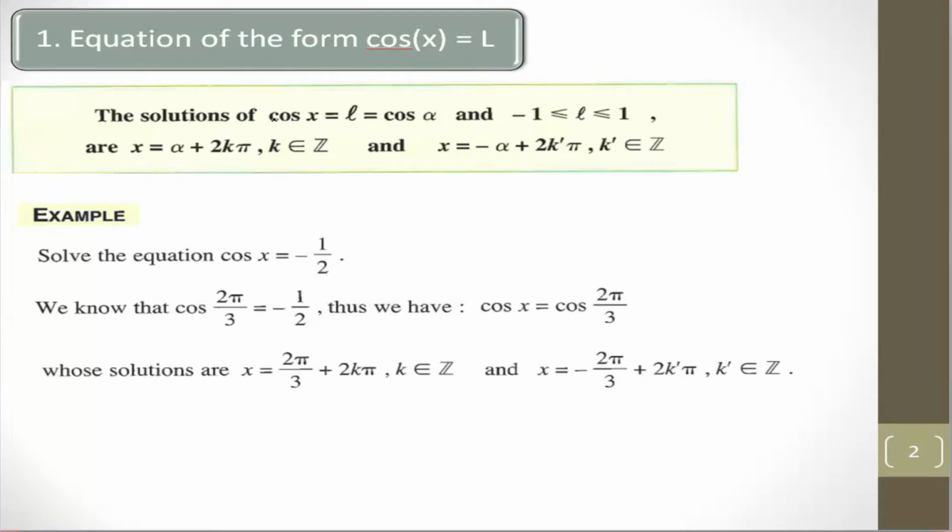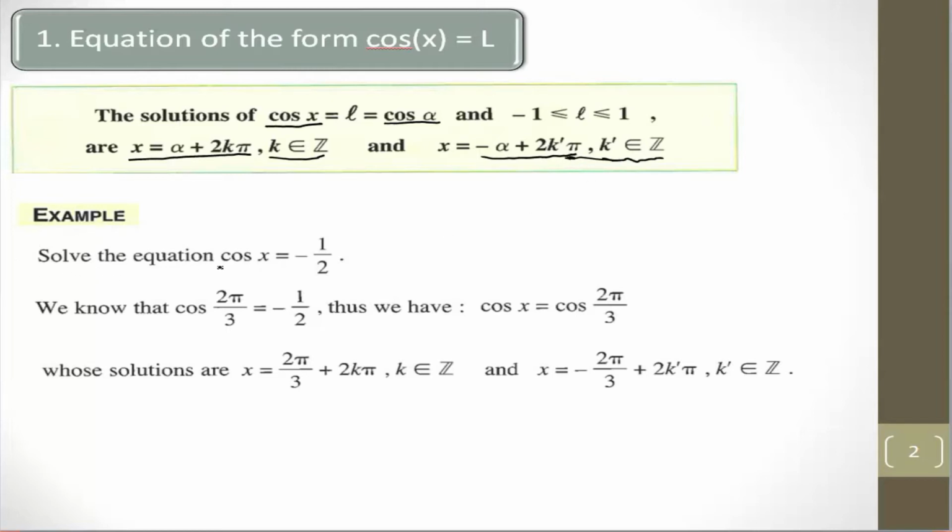The solutions of the equation cosine x equals L. There's a property that says that if cosine x equals cosine alpha, where L is between minus 1 and 1, then x equals alpha plus 2k pi, where k is a number in Z, or x equals minus alpha plus 2k prime pi, with k prime belonging to Z. k and k prime have the same meaning, but we write k for the first solution and k prime for the second solution.